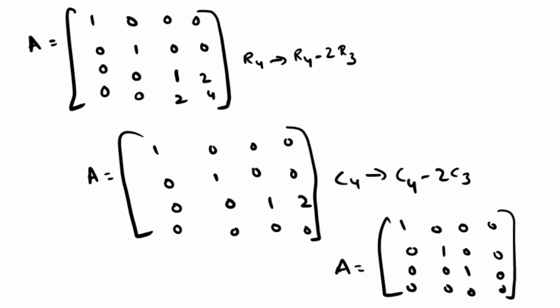If you observe carefully, this is an identity matrix, a 3 by 3 identity matrix. Therefore, the rank of the matrix is equal to 3.